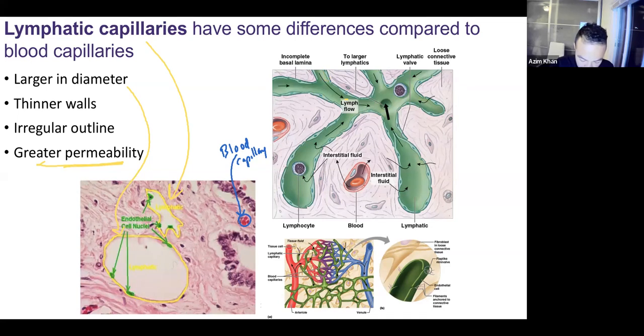So let me show in this other diagram over here. Here we have a blood capillary, and then we get interstitial fluid forming, and that exits out of those lymph capillaries to larger lymph vessels.